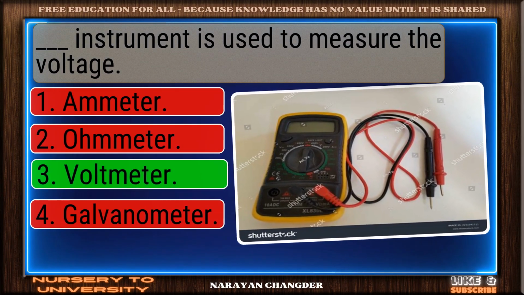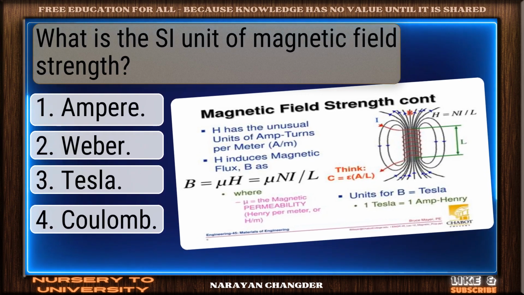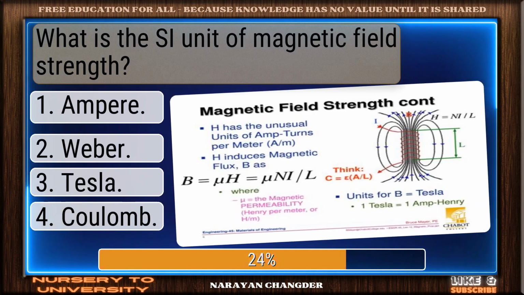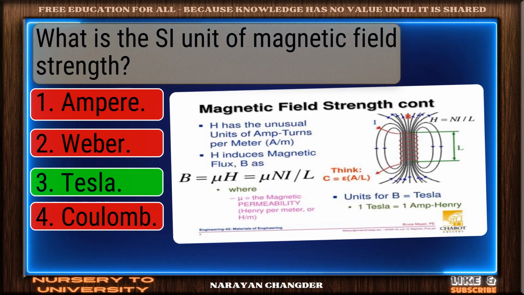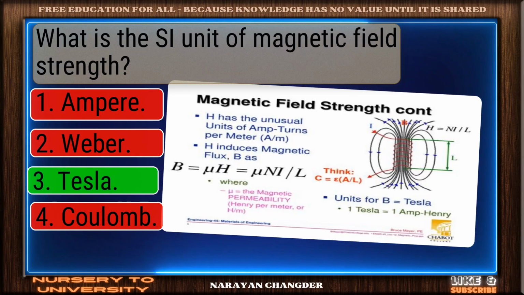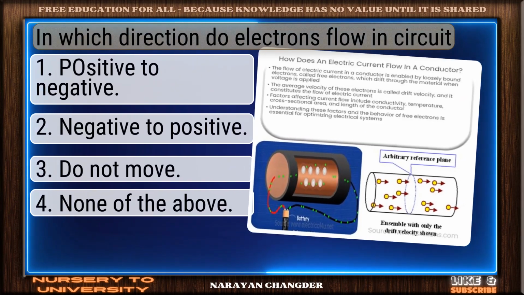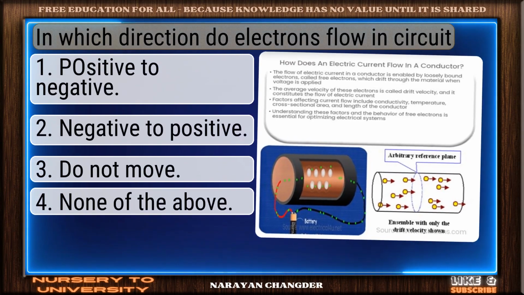Right choice. Voltmeter is the best answer. Question number 80. What is the SI unit of magnetic field strength? Excellent choice. Tesla is the right answer. Question number 81. In which direction do electrons flow in circuit?